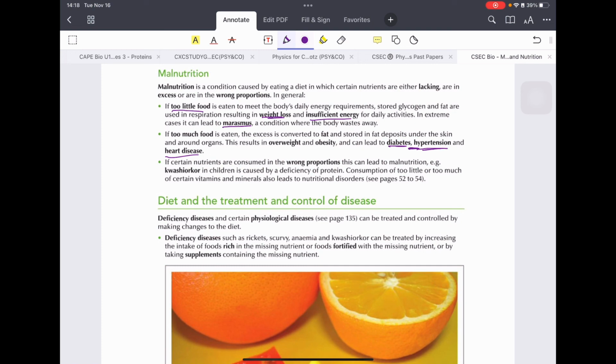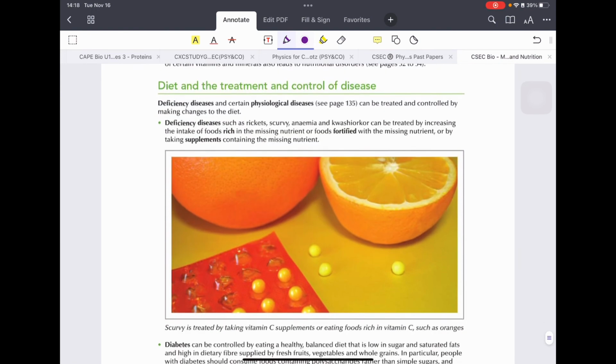Now, if certain nutrients or minerals are consumed in the wrong proportions, this could also lead to malnutrition, not just eating too much or too little food. So there's something called kwashiorkor in children. When you don't eat enough protein, especially, you will have kwashiorkor. And then obviously we could go back in our table and look for the consumption of too little of vitamins and minerals as well, right?